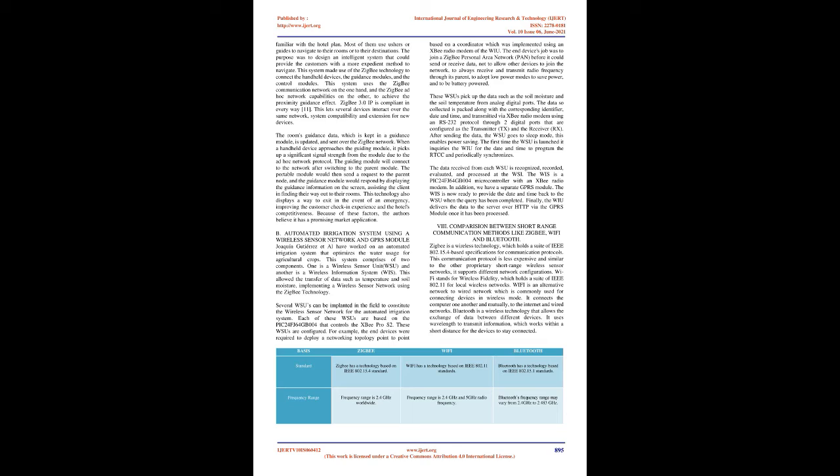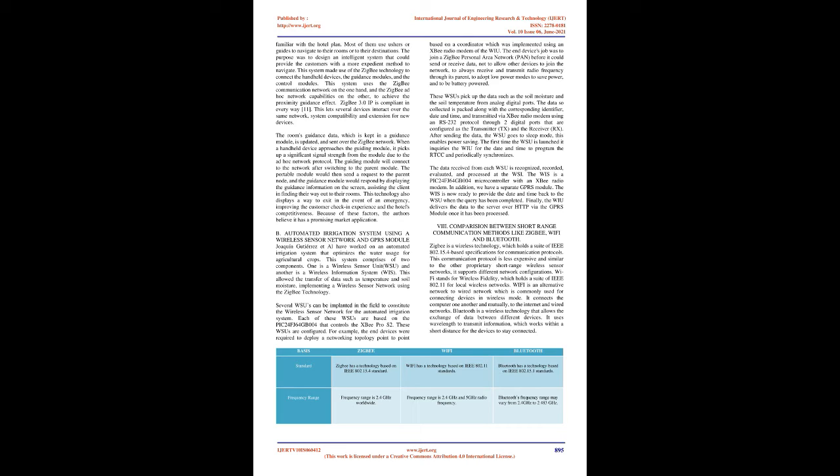B. Automated irrigation system using a wireless sensor network and GPRS module. Joaquin Gutierrez et al. have worked on an automated irrigation system that optimizes the water usage for agricultural crops. This system comprises two components. One is a wireless sensor unit, WSU, and another is a wireless information system, WIS. This allowed the transfer of data such as temperature and soil moisture, implementing a wireless sensor network using the Zigbee technology. Several WSUs can be implanted in the field to constitute the wireless sensor network for the automated irrigation system.